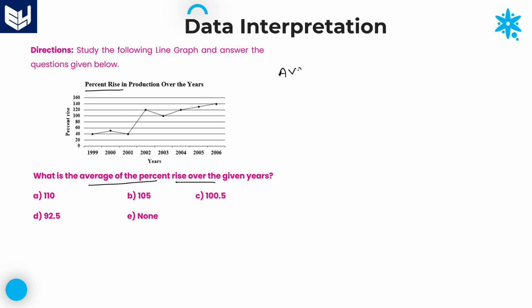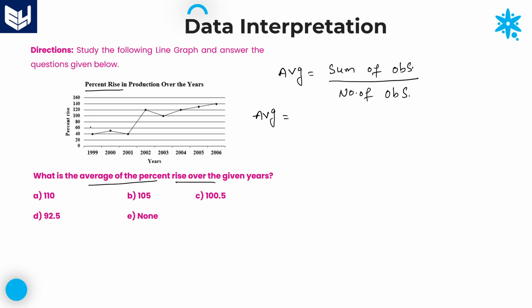As we all know, average is equal to the sum of observations divided by the number of observations. First we take all the values that we need to add in the numerator, and in the denominator we need to take the number of values, or the number of years.